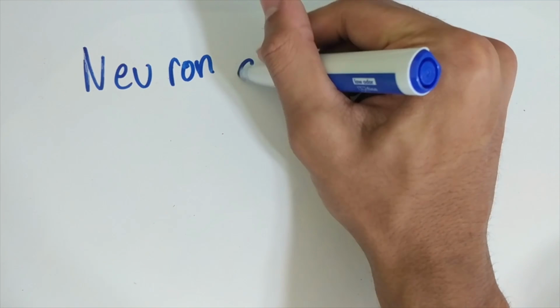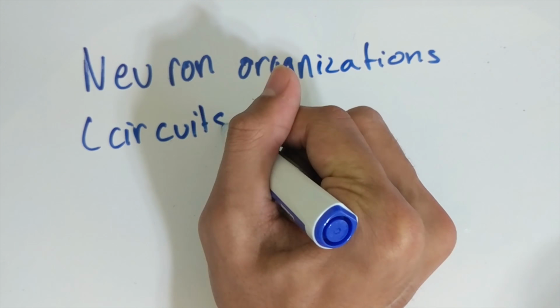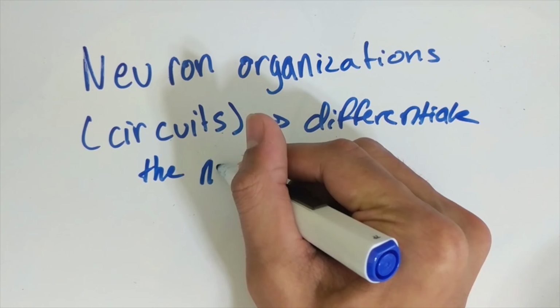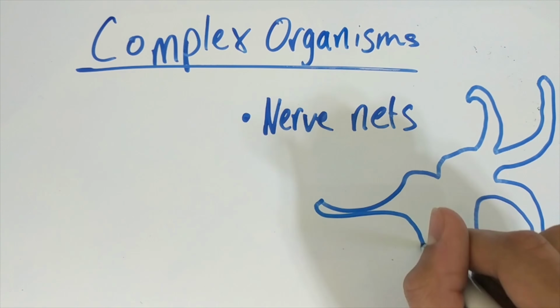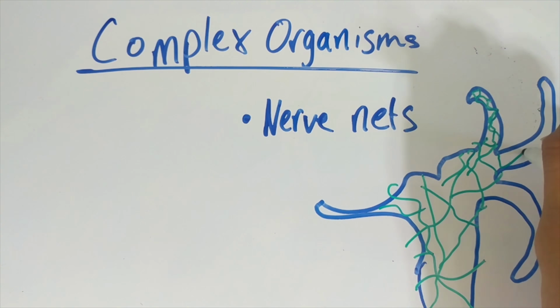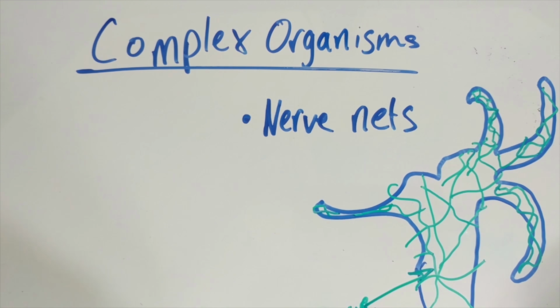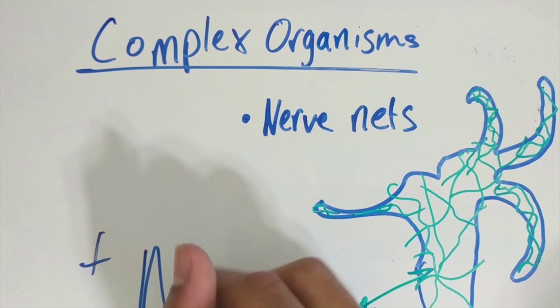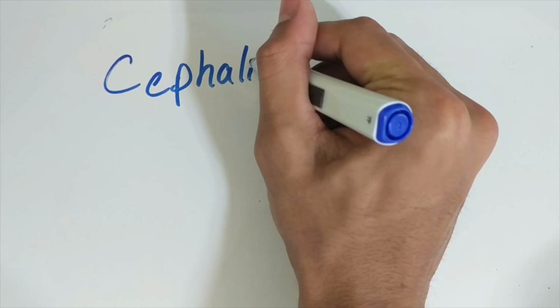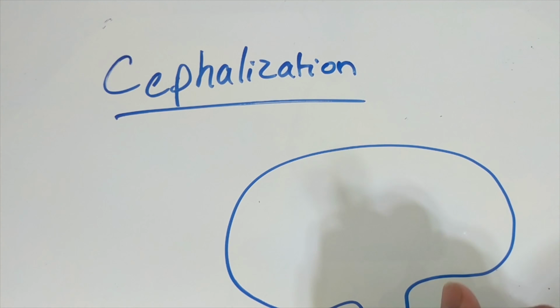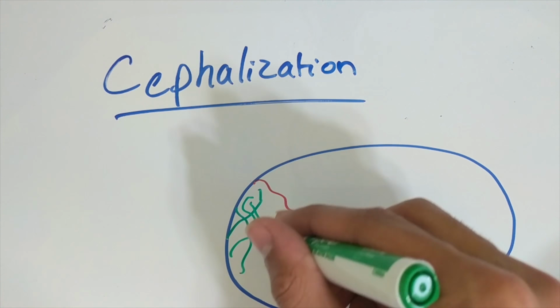Now, not all nervous systems are identical. They're able to be differentiated by neurons, organizations, or circuits. So organisms have these things called nerve nets, which are essentially interconnected neurons, as you can see in the picture of the hydra. More complex organisms have these as well as nerves, which are a bundle of fibers essentially. They also allow for more complex movements to occur.